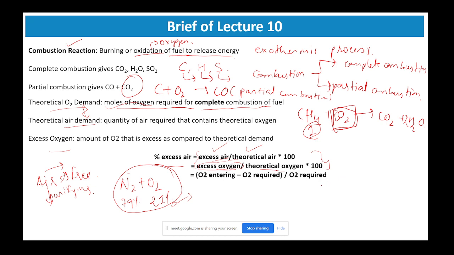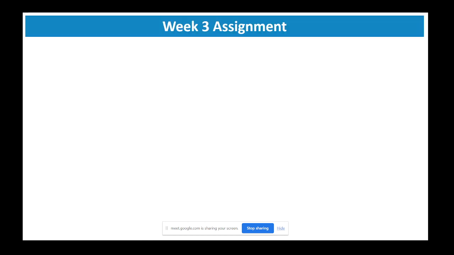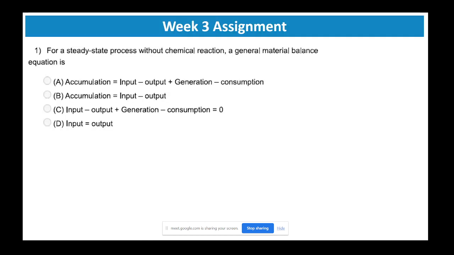Now how do you calculate the excess? Excess is nothing but O2 entering minus O2 which is theoretically required, divided by O2 required, and this will be into 100. Right? Now moving to the assignment.